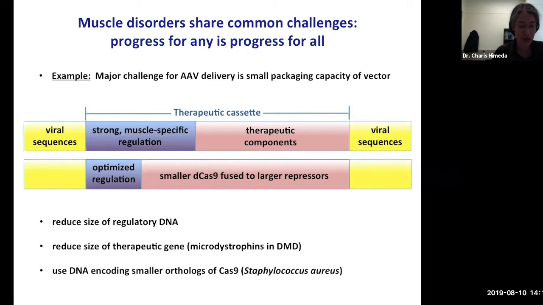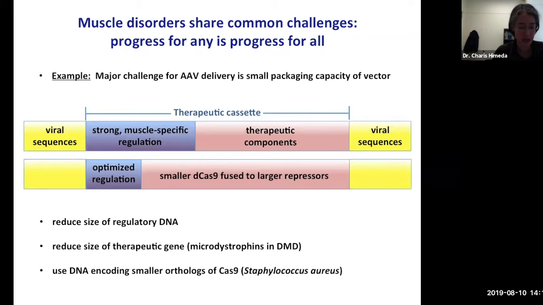So it's true that large genes can't be delivered using current AAV vectors, but there are ways around this challenge. And what you have to play with is this therapeutic cassette, which consists of the actual components you want to deliver and regulatory elements which drive strong muscle-specific expression of these components. And one thing you can do is to reduce the size of this regulatory DNA, as Steve Hauschka and his lab have done very successfully over the years.